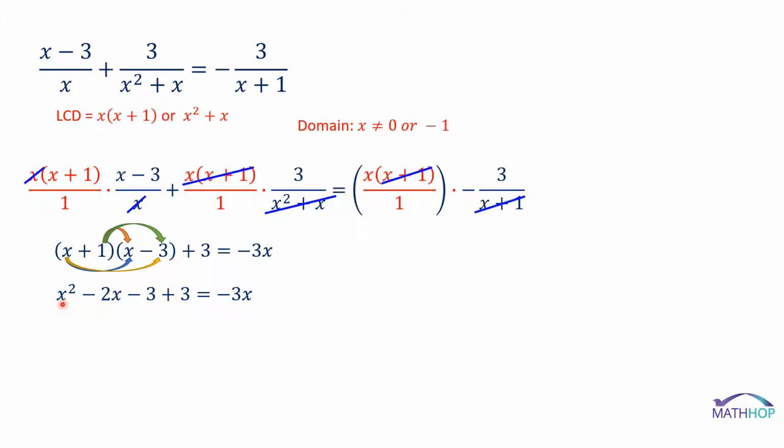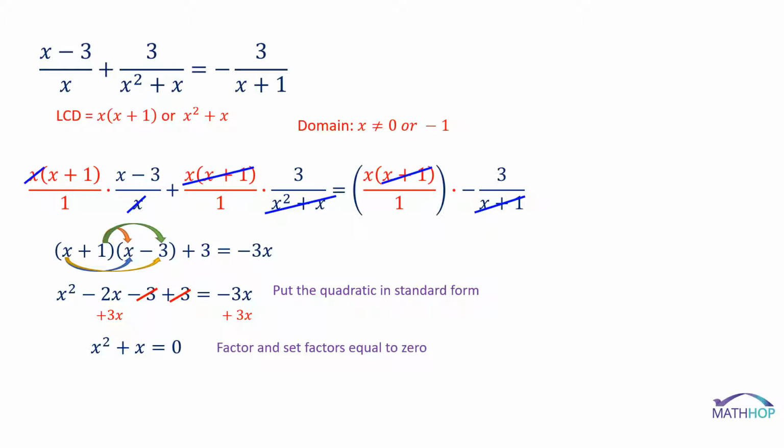But again, I have a quadratic, right? I have an x squared as my highest power, but it's not in standard form. So I'm going to put it in standard form by adding 3x to both sides and getting rid of my -3 plus 3, which just equals 0. Now I get x squared plus x equals 0. This one's not too bad to factor. The only thing I could take out of both terms is an x. So let's factor out an x. When you do that, x comes on the outside, you write parentheses, and x squared divided by x is x, so in the parentheses you put what's left after dividing. X divided by x is 1. So we have x times x plus 1 equals 0.